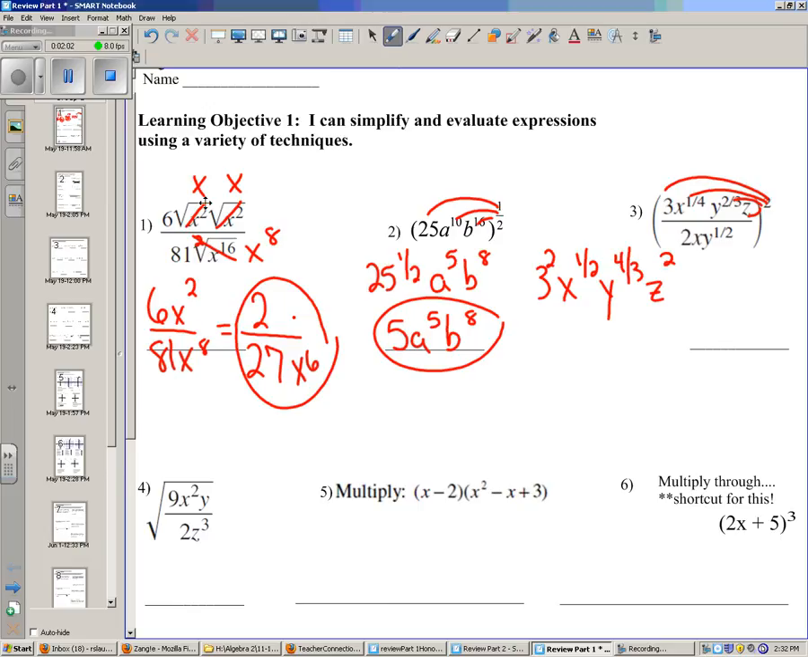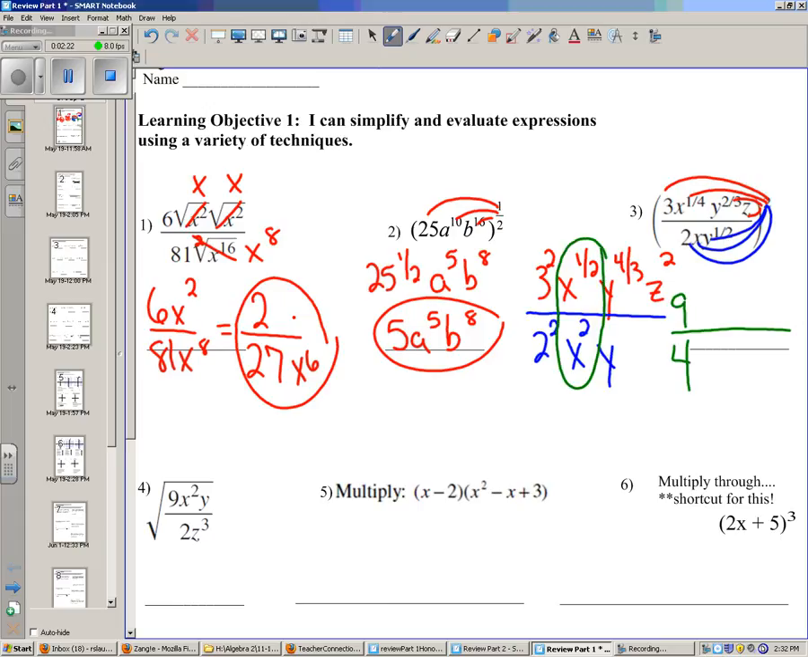As far as my denominator, the 2 goes to everything there as well. So I'll have 2 squared. X will just become x squared as well, and 1/2 times 2 is just 1. And so cleaning this up, 3 squared over 2 squared is 9 over 4, and I cannot simplify that as a fraction. For my x's, I'm going to subtract the exponents.